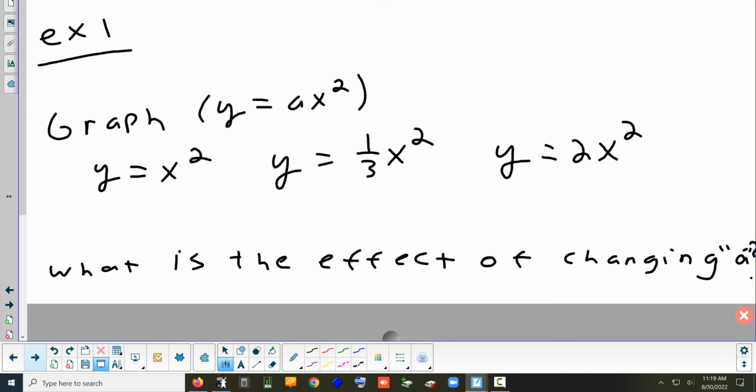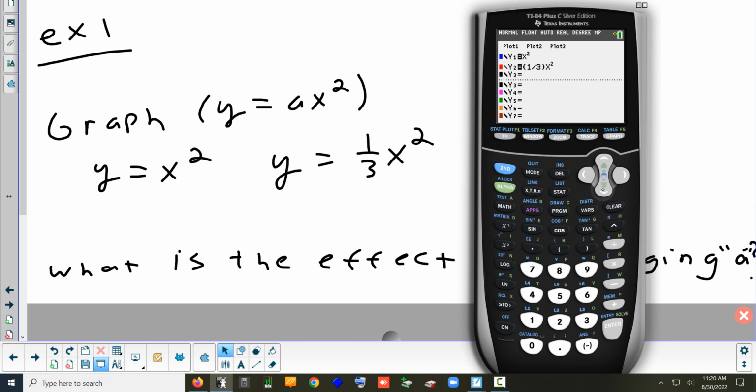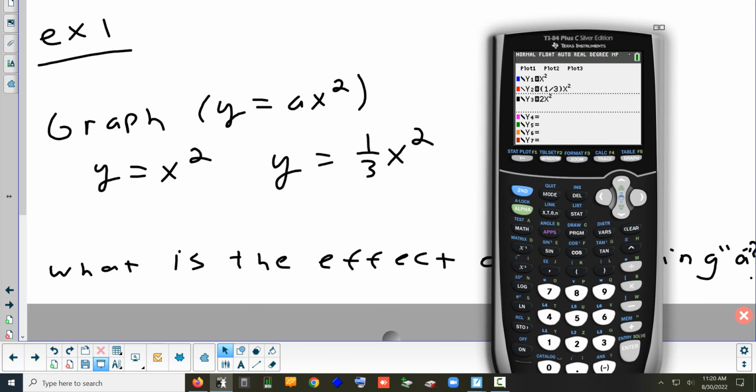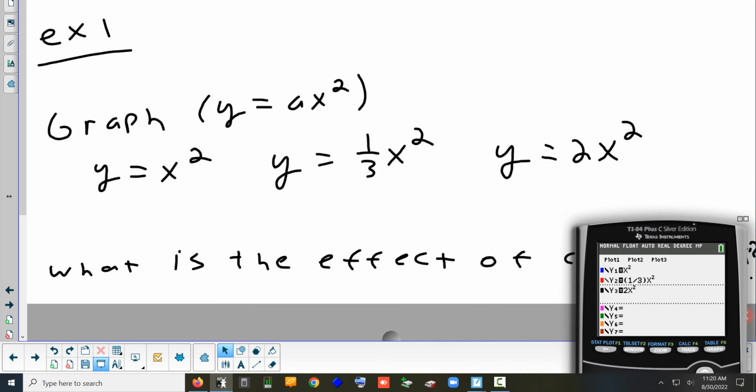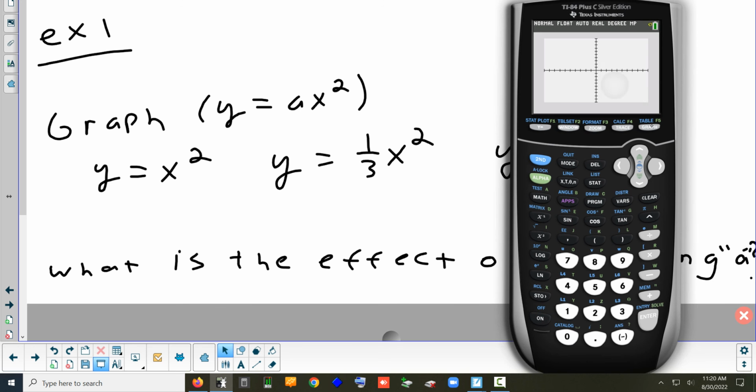All right, so let's see what happens if we change the A value. That's the number that's in front of x squared. I want to see what the effect is on the graph. So let's put in x squared, I already have. Let's do 1/3 x squared, and let's do 2x squared. All right, so I typed in everything I had up on the board, and we'll hit graph and see what it looks like.